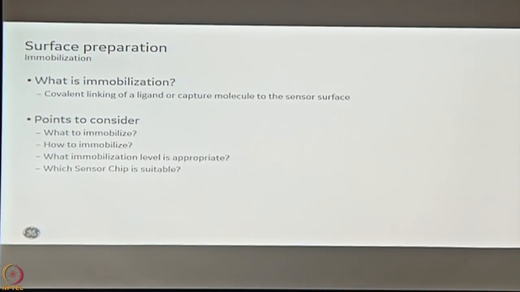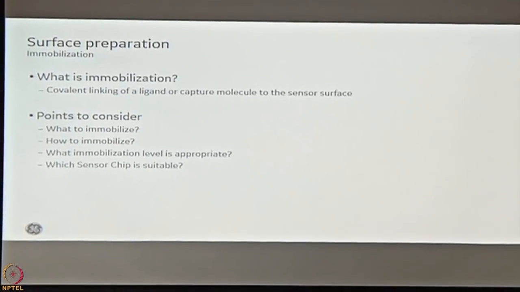What is the immobilization level you would like to use? Different applications require different immobilization techniques and amounts. For example, in kinetics, adding too much ligand is extremely detrimental. You do not get the right kinetic data. Your ligands have to be immobilized very, very low. Whereas if you are doing a concentration analysis, you need a high ligand concentration. So this knowledge is very, very important.